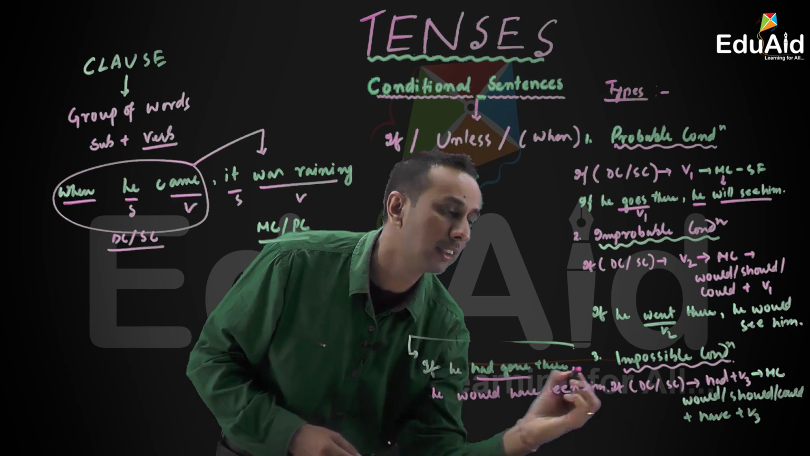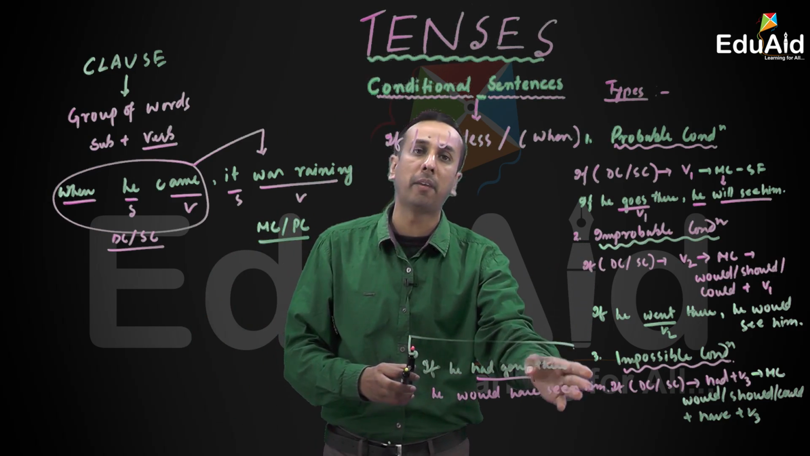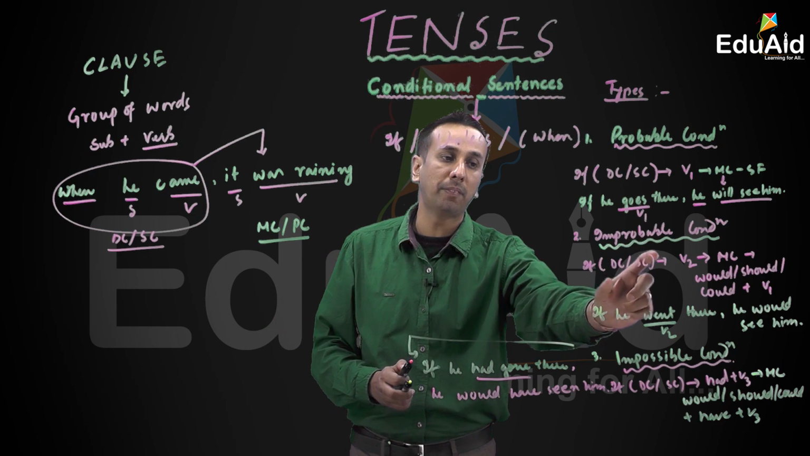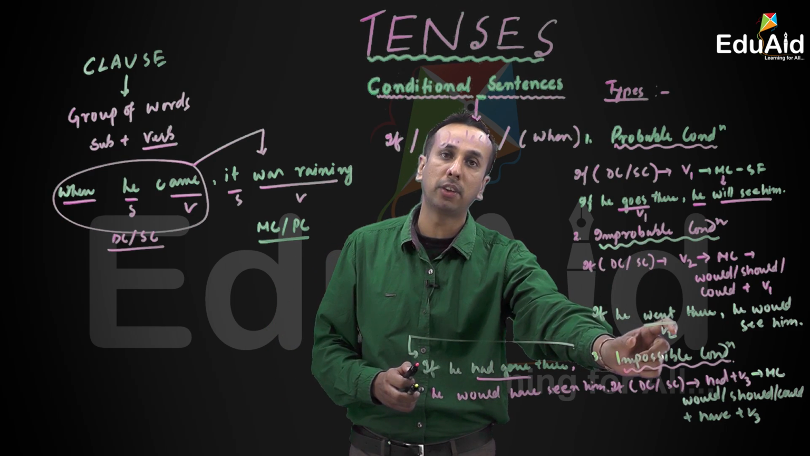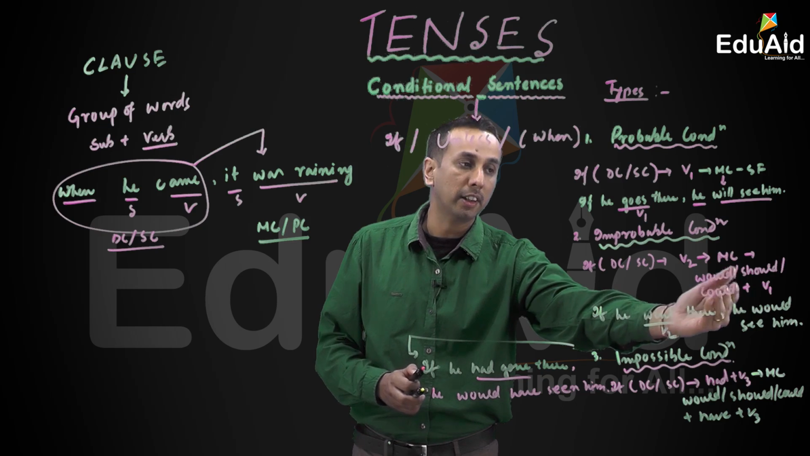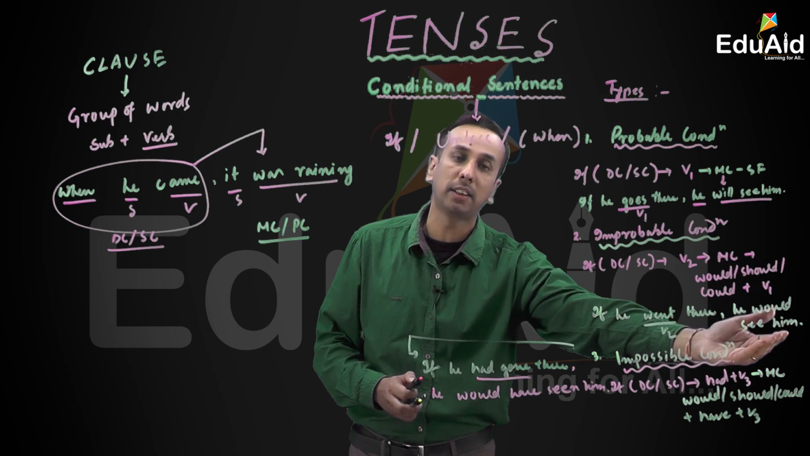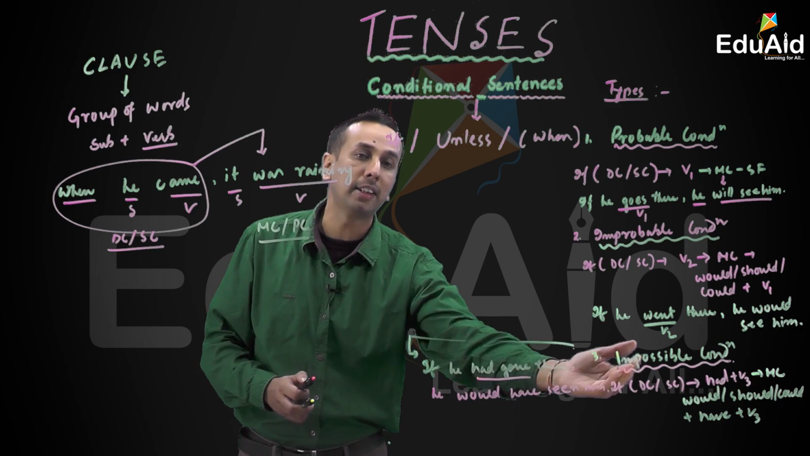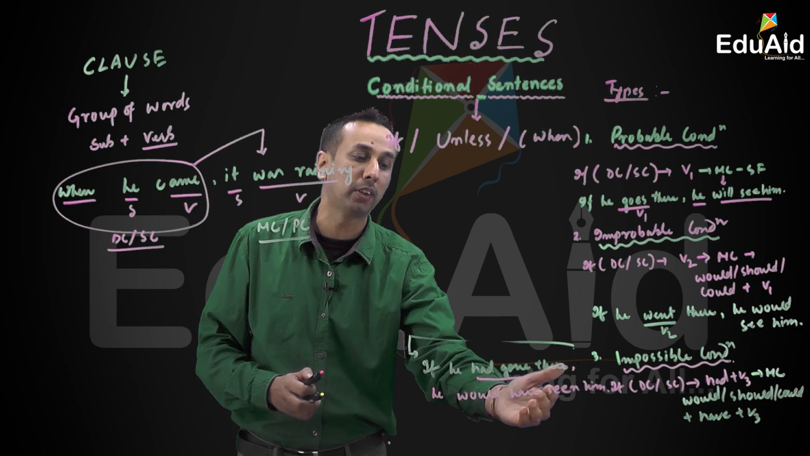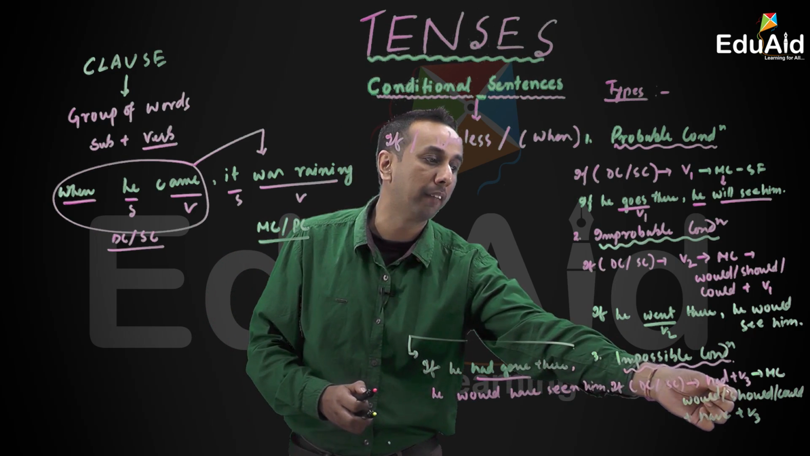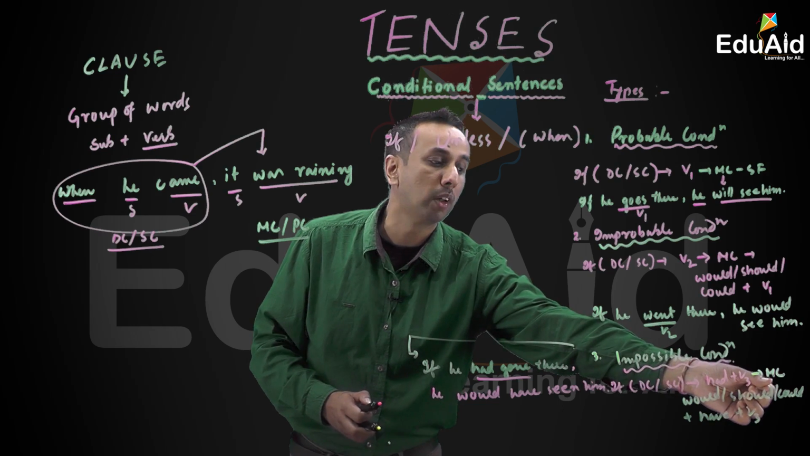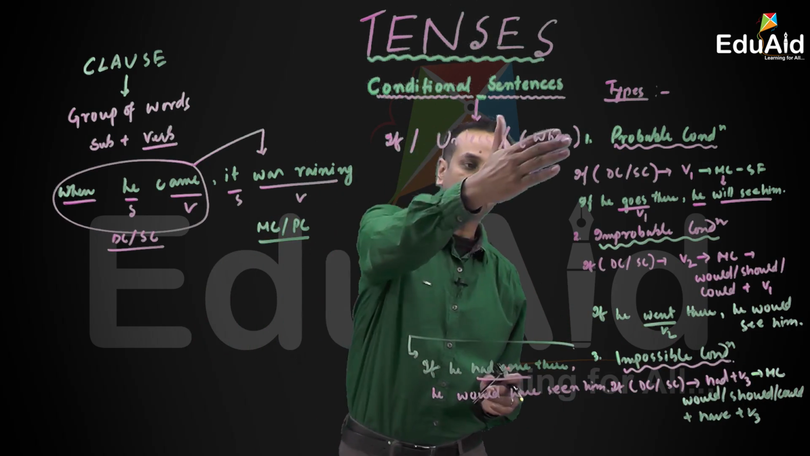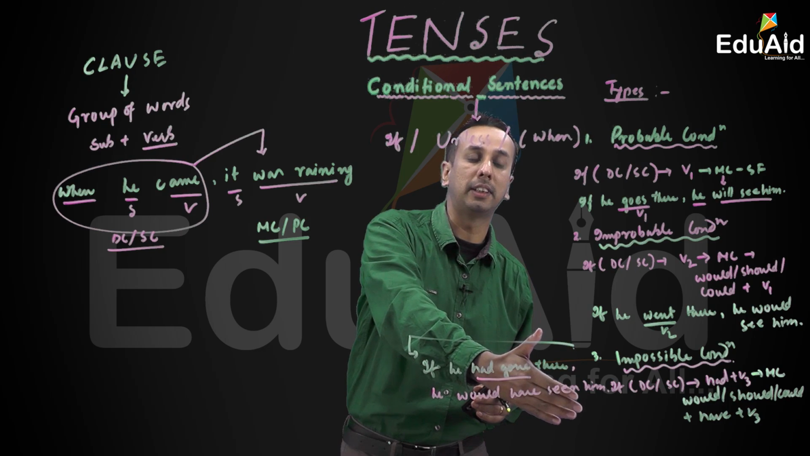Just see the difference, especially type 2 and type 3, where confusion is seen. How do we know an improbable condition? If the if clause is given in past tense, the main clause will have the conditional would, should, could plus V1 form. And for an impossible condition, if the if clause, that is the SC or DC, is given in past perfect with the marker had plus V3, then the main clause will come with would, should or could plus have plus V3. So these are primarily 3 types of conditional sentences.